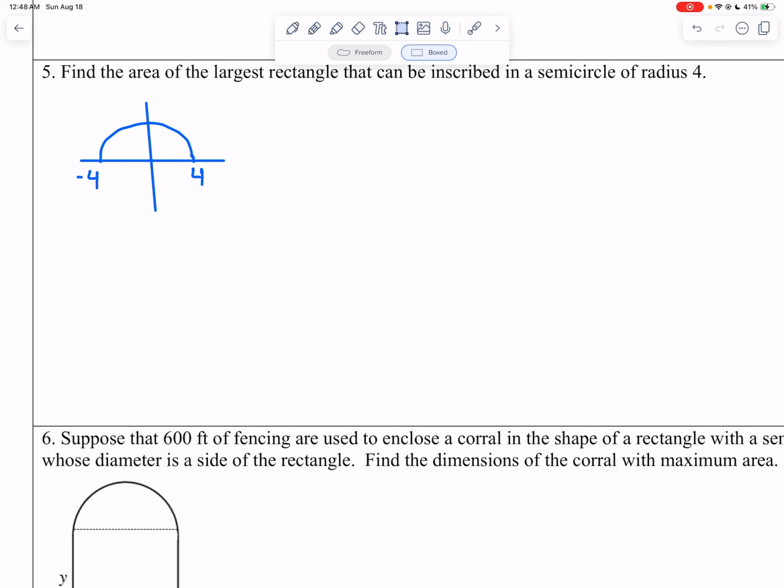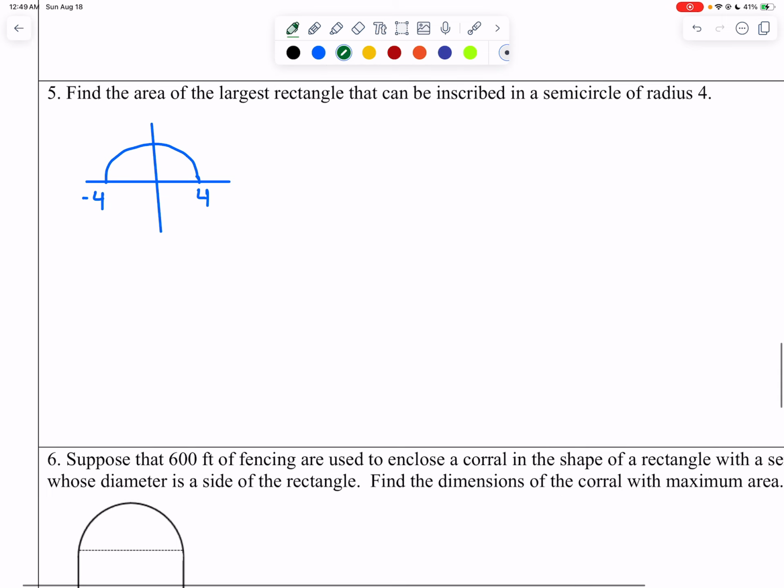All right. Now, we want to find the area of the largest rectangle, so we want to maximize this using optimization. And since we want to find the area, this tells me that my rectangle is going to be my primary equation. Now, you might be thinking that the rectangle is just going to be x times y because that's the area formula of a rectangle. Well, plot twist, no.